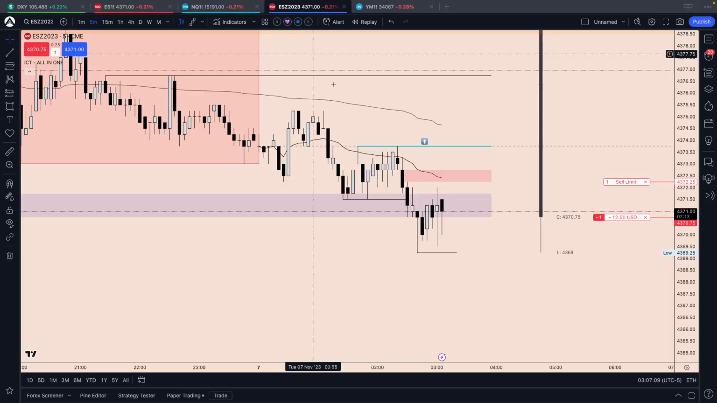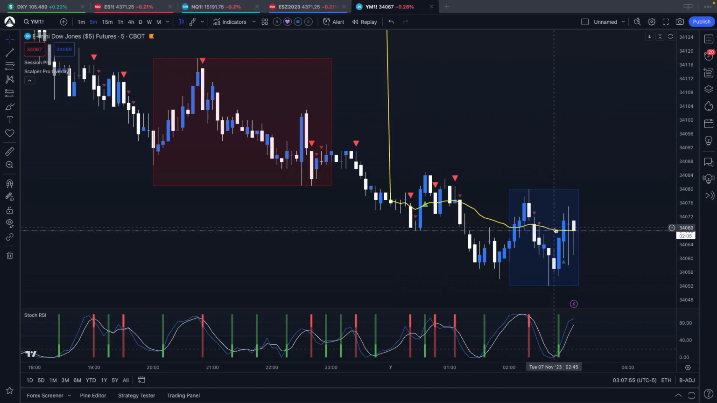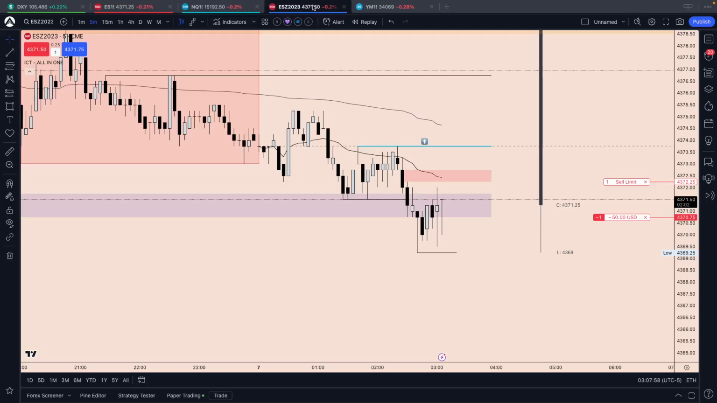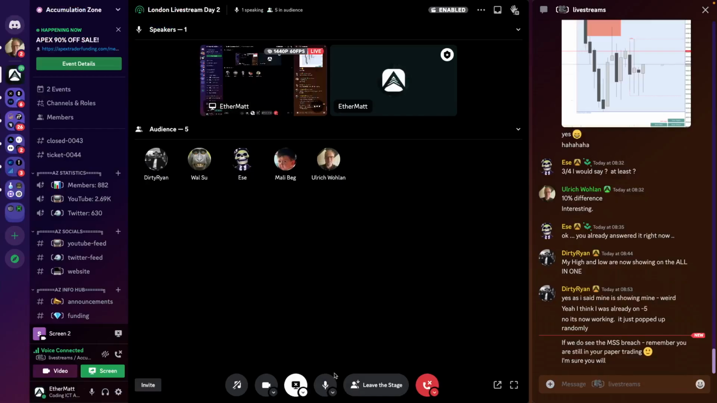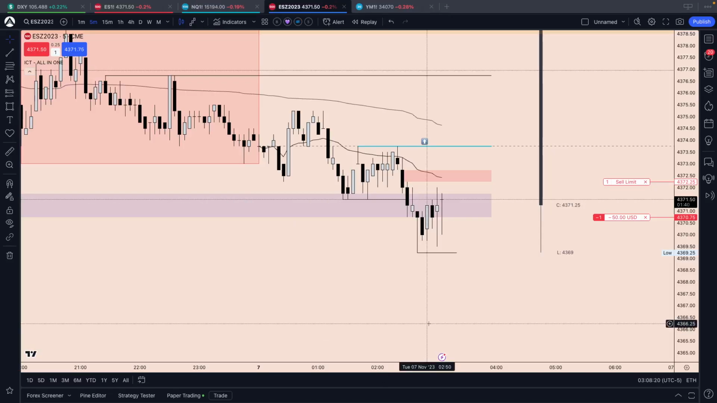NQ made a higher high, retracing. ES basically left behind a doji, opened up with a bullish volume imbalance, and YM, not really decisive. So watch and see. Time to get comfy and watch. We need the displacement here in order to engage.